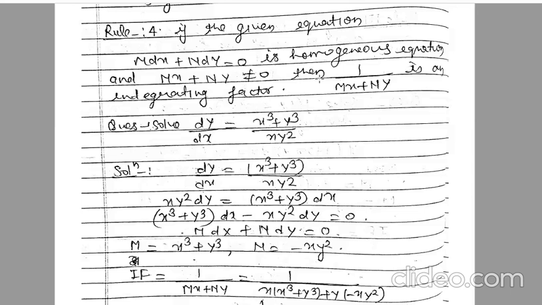Now there is an example here, so we will understand better by the example. dy upon dx is equal to (x cube plus y cube) upon xy square. Just cross multiply, because we need M dx plus N dy. After cross multiplication, you will get xy square dy is equal to (x cube plus y cube) dx. So (x cube plus y cube) dx minus xy square dy is equal to 0, right? Now compare with M dx plus N dy. You can see that M is equal to x cube plus y cube, N is equal to minus xy square.